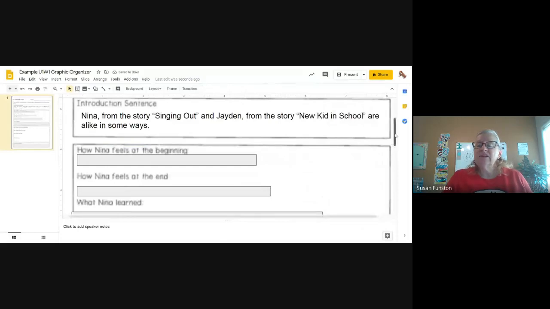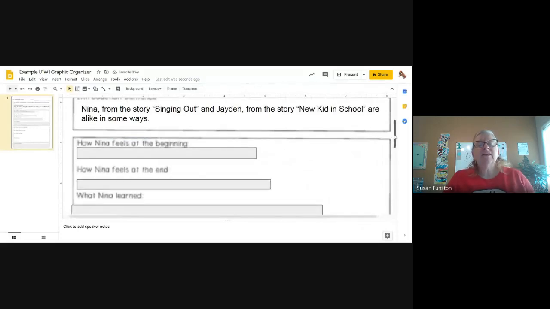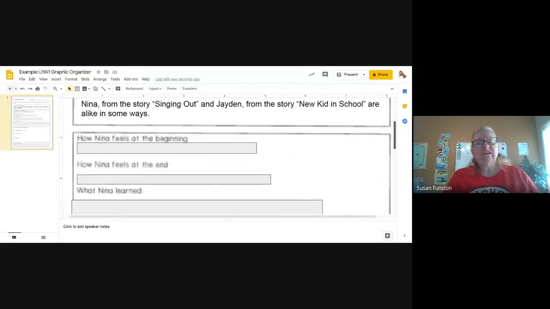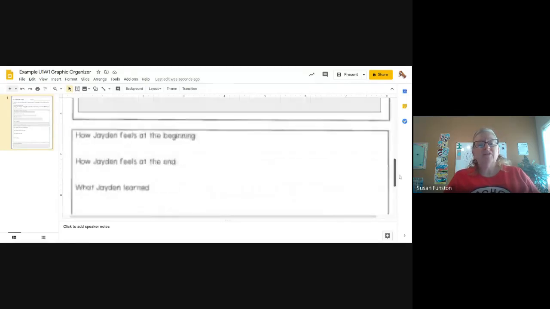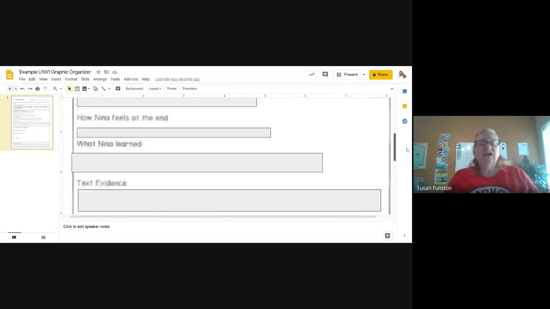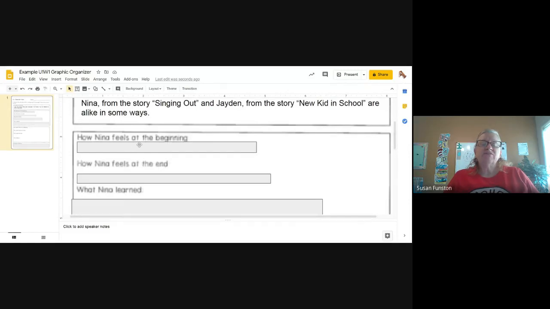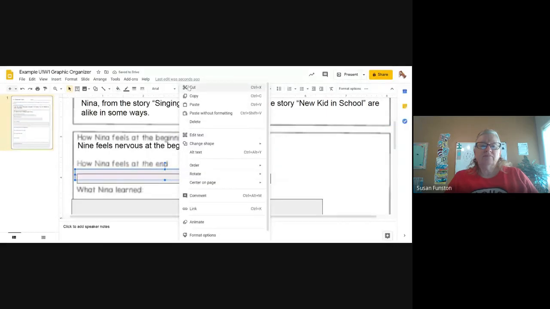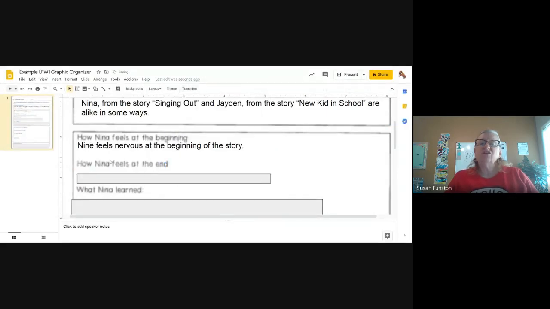And then the next thing I'm going to talk about is Nina. I'm going to have a paragraph just about Nina, and then I'll have a paragraph just about Jaden. So this is how Nina feels at the beginning. Nina feels nervous at the beginning of the story. Remember, she said she was nervous because she didn't like to sing in front of people.